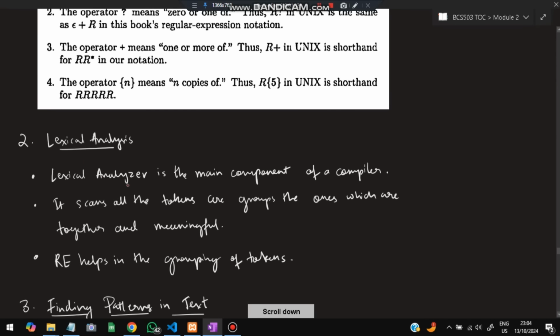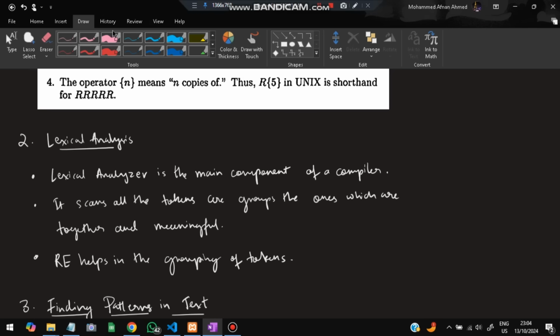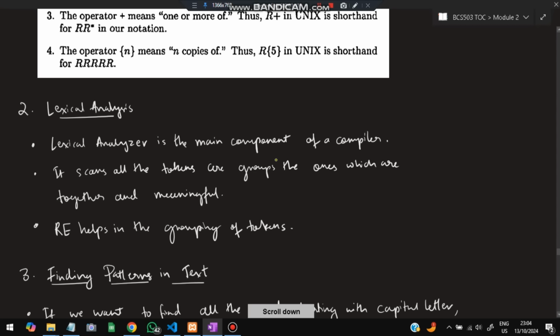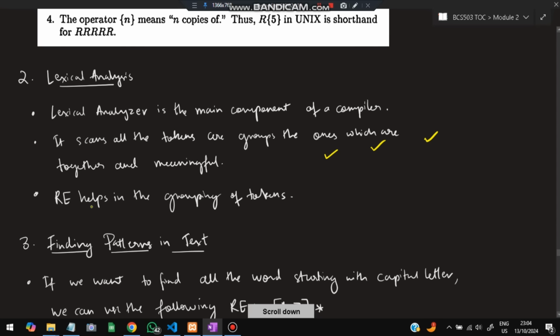Okay, next is the lexical analysis. What do you mean by lexical analysis? Lexical analysis means in the compiler, when we write the code and compile the code, at that time there will be a lexical analyzer. What it does is it scans all the tokens, the groups of characters which are together and meaningful. So it will scan all the tokens which we insert, and whichever are together and meaningful, it will consider together. We can use regular expressions to define which group it should form based on the similarities. So RE helps in the grouping of the tokens in the lexical analyzer.